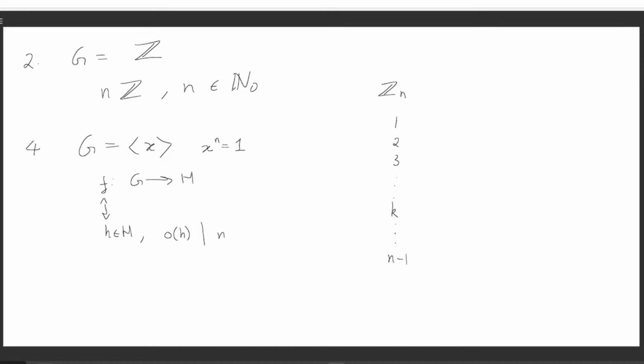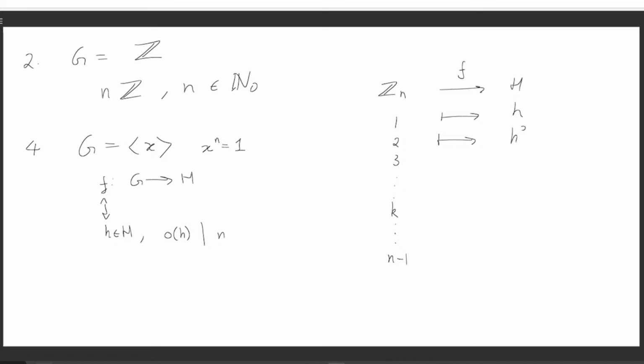1, 2, etc. and minus 1. Now you take any homomorphism from this to some H. These elements have to map somewhere. For example, 1 has to map to some element h. Now, given that 1 has mapped to h, where should 2 go? h square. 2 has to go to h square.